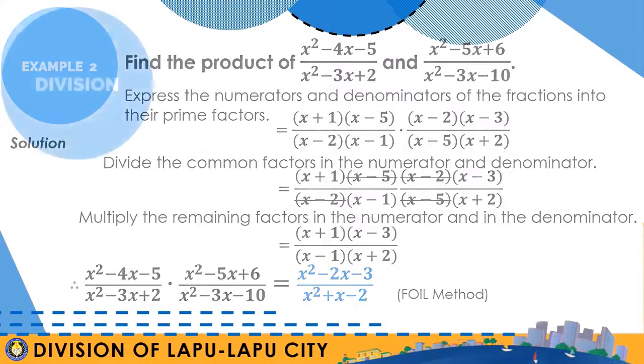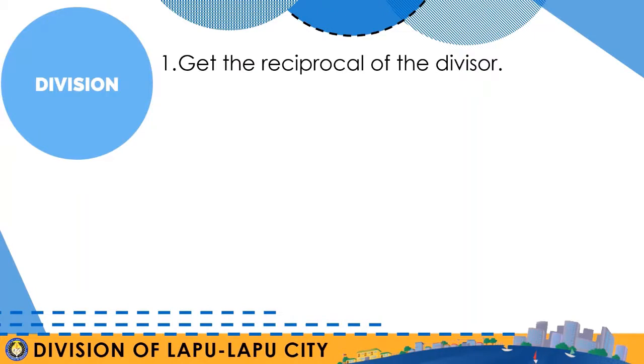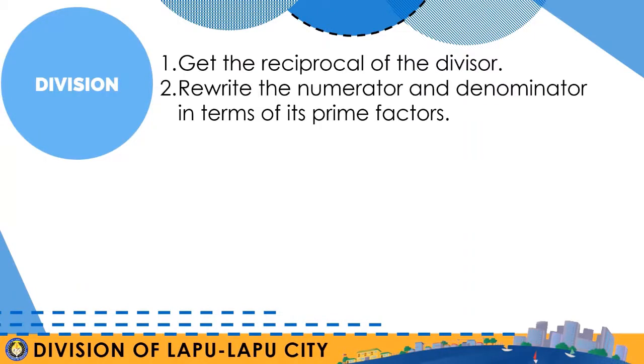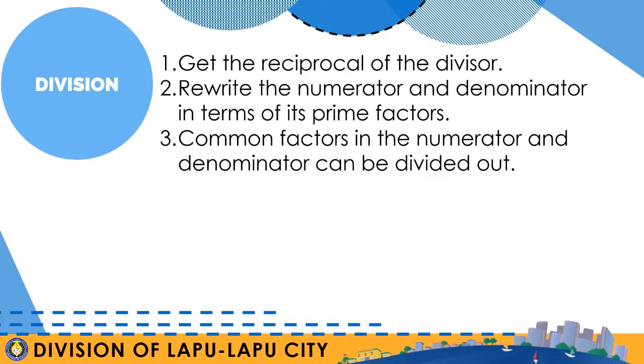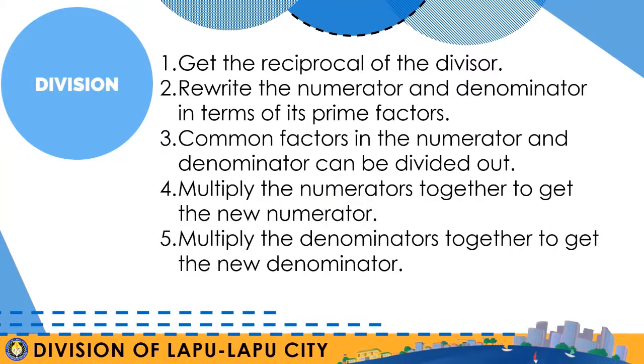Lastly, we have here the steps in performing division of fractions and rational algebraic expressions. First, get the reciprocal of the divisor. Then, proceed with the multiplication of fractions and rational expressions. Second, rewrite the numerator and denominator in terms of its prime factors. Third, common factors in the numerator and denominator can be divided out. Fourth, multiply the numerators together to get the new numerator, and multiply the denominators together to get the new denominator.